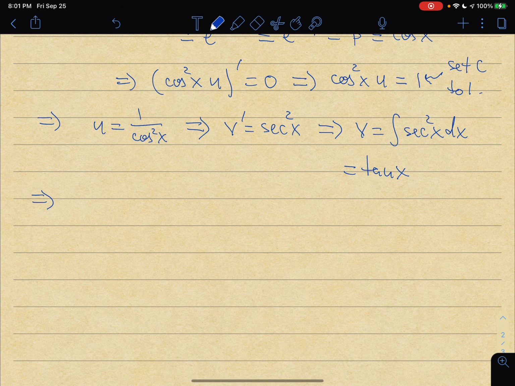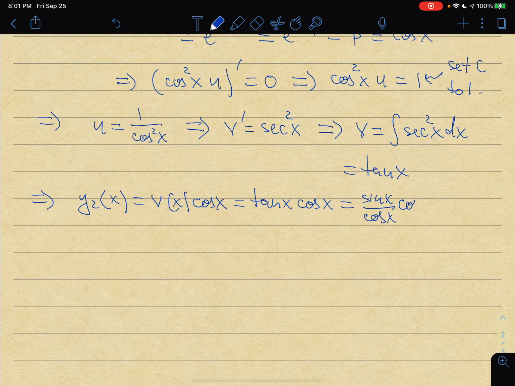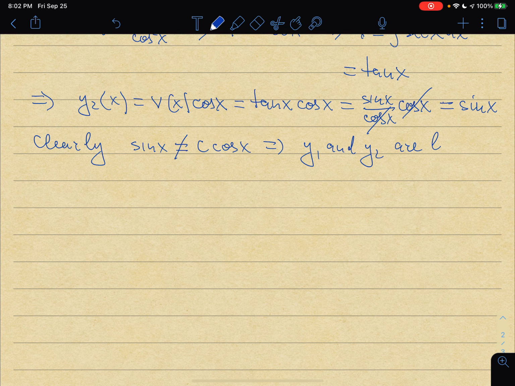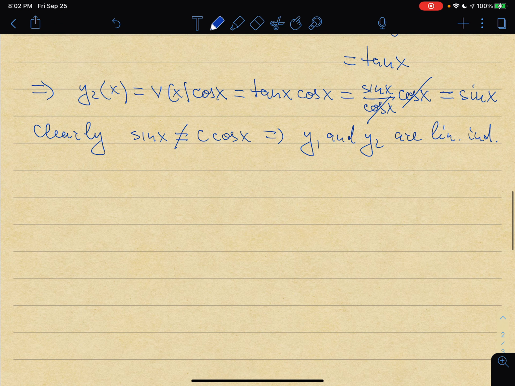All right, so therefore y2 of x, which is v of x times cosine of x, is tangent of x times cosine of x, and that is sine x over cosine x by definition of tangent times another cosine x. Cosine x goes away, and the second solution is sine x. Now, clearly, sine x is not equal to the constant multiple of cosine of x, so therefore y1 and y2 that we found, they are linearly independent. And we can check this by computing the Wronskian.